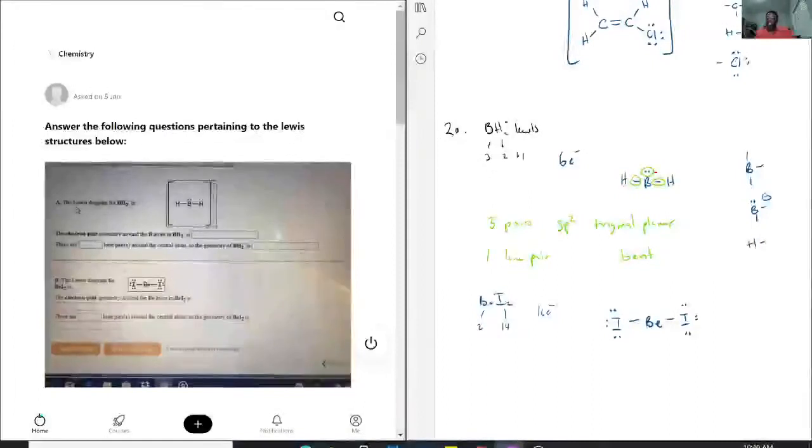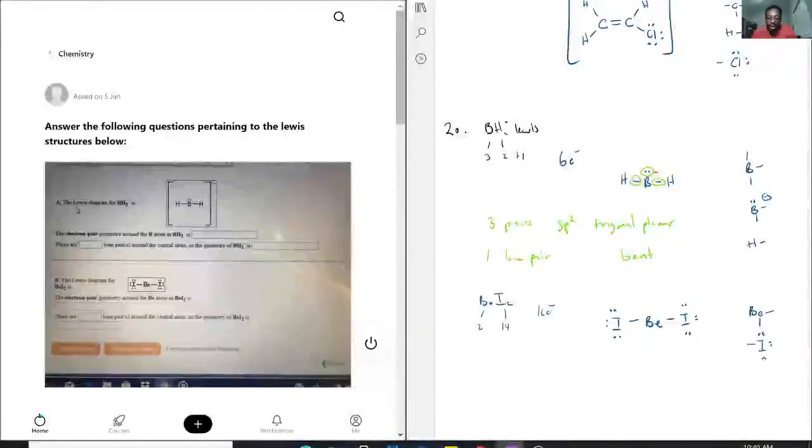Okay. And do we have 16 electrons? Let's see. We have 2 bonds, so that's 4 electrons. And we have 6 lone pairs, which is 12 electrons. So we do indeed have 16. So now, let's see here if it follows the formal charge. So beryllium just likes to have 2 bonds, so that's exactly what it's doing. And the iodine likes to have 3 lone pairs and 1 bond, which is what it's doing as well. So that's why the formal charge of this is 0.